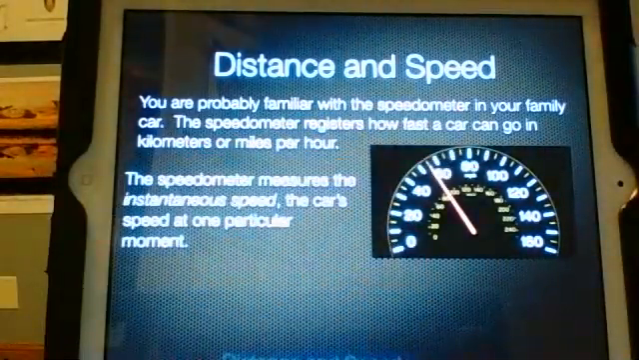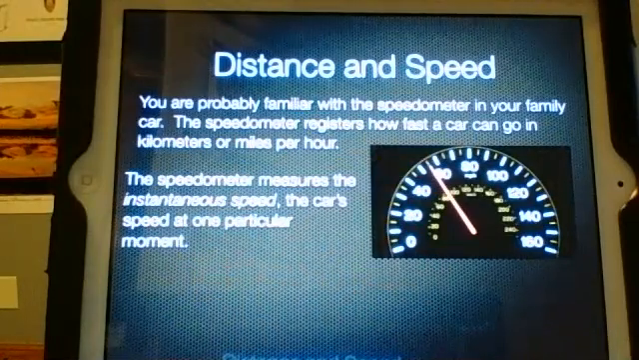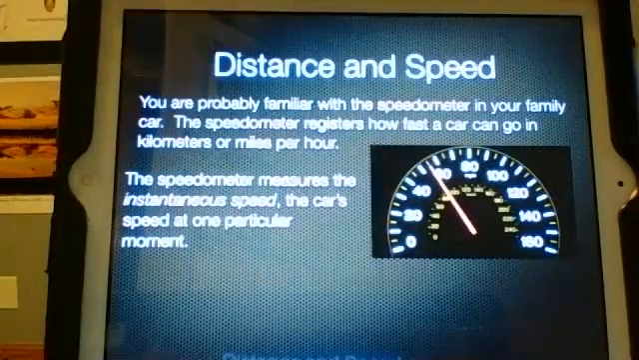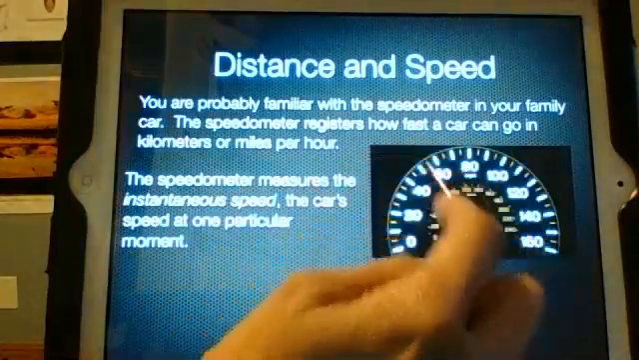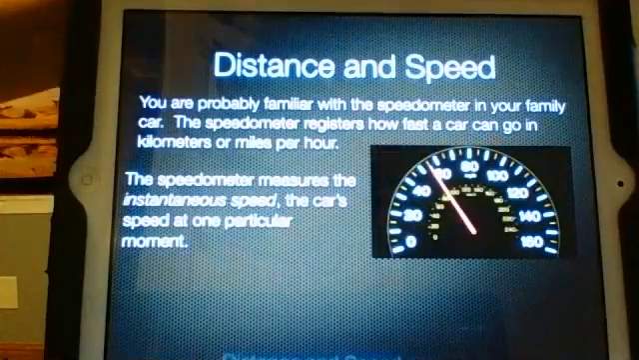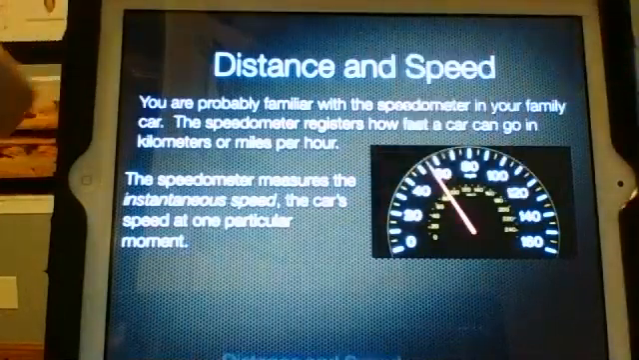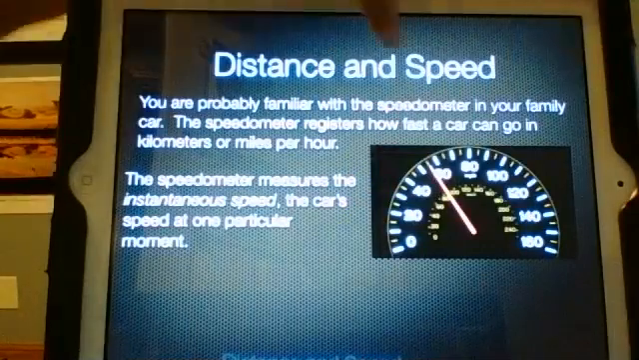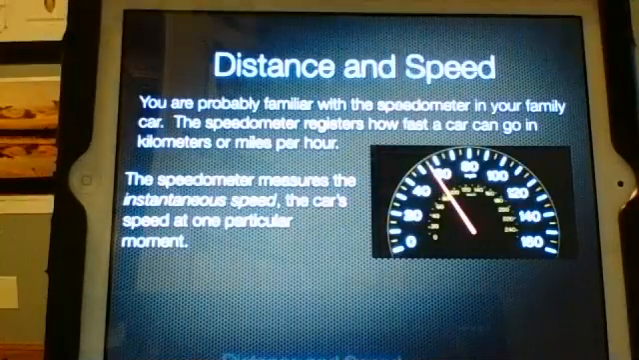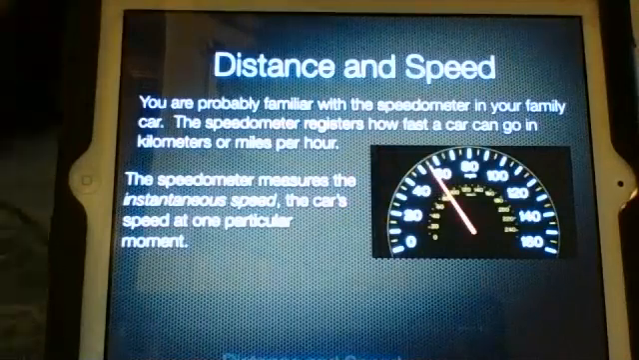I'm sure some of you have a parent who likes to test that speedometer and see how fast they can get it to go. Well, the speedometer registers how fast a car can go in kilometers or miles per hour. The numbers on the outside here would be the miles per hour. The numbers on the inside are the kilometers per hour. The speedometer here measures what we call the instantaneous speed. It's telling me the speed at one particular moment.